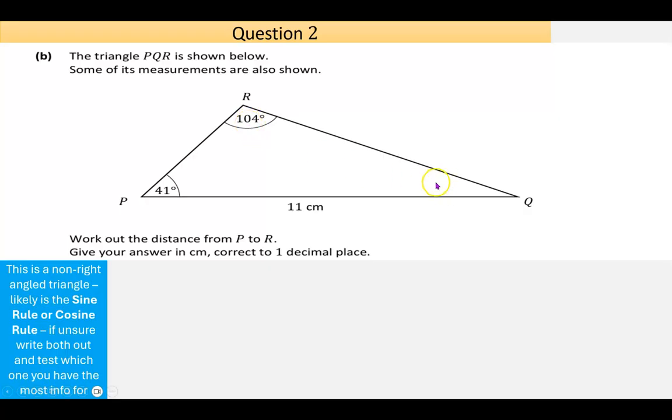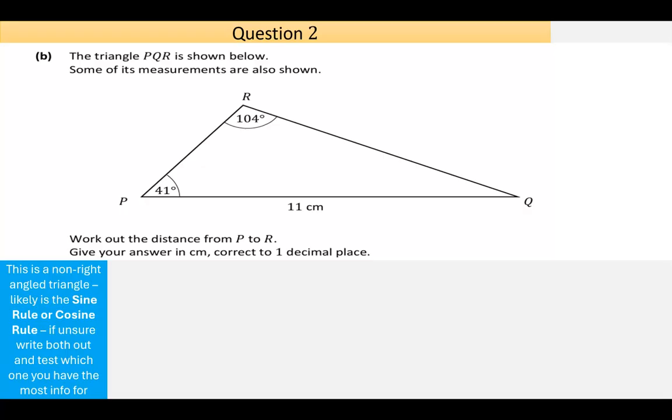So I could work out what the angle here is. I don't know if I need to, but it would be 104 plus 41, which is 145. Take that away from 180, and that would be 35. Okay. There are two major formulas that you would expect to use with a non-right angle triangle, and that is the sine rule and the cosine rule.